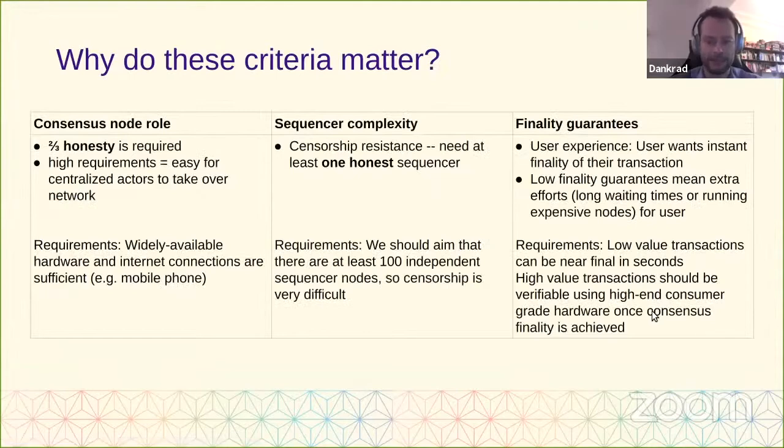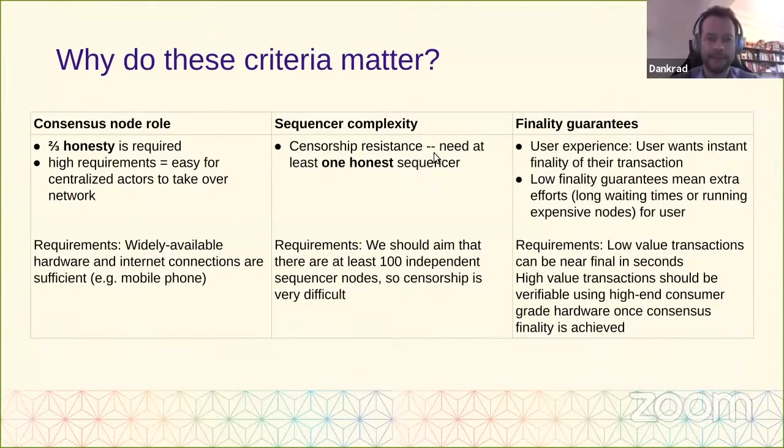Okay, so why are these dimensions so relevant? We care about how much load a consensus node needs to take, because we need 2/3 of the consensus nodes to be honest. And if the requirements for running a consensus node are high, then that means it's easier for centralized actors to take over the network. So that's why we try to keep the requirements as low as possible, so that it's possible for average people to run a node in their basement, and it's not something exclusively available to, let's say, large and powerful institutions, where states could quite easily attack them and enforce censorship, for example.